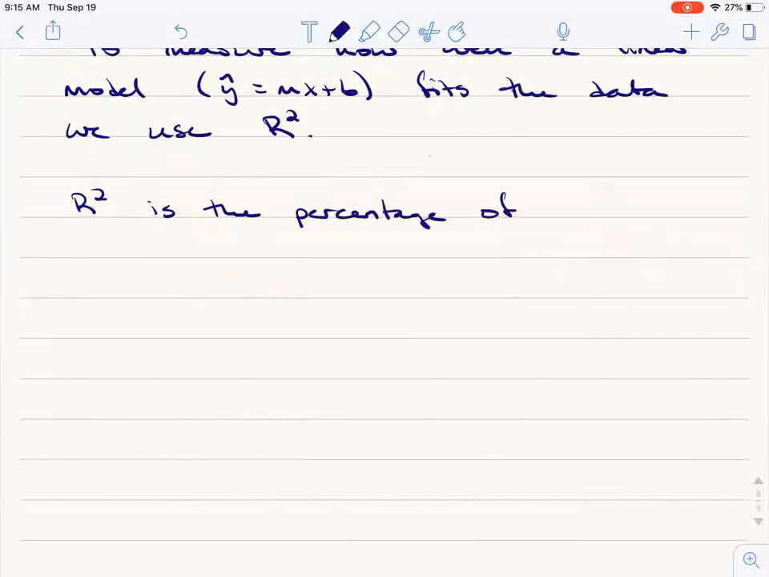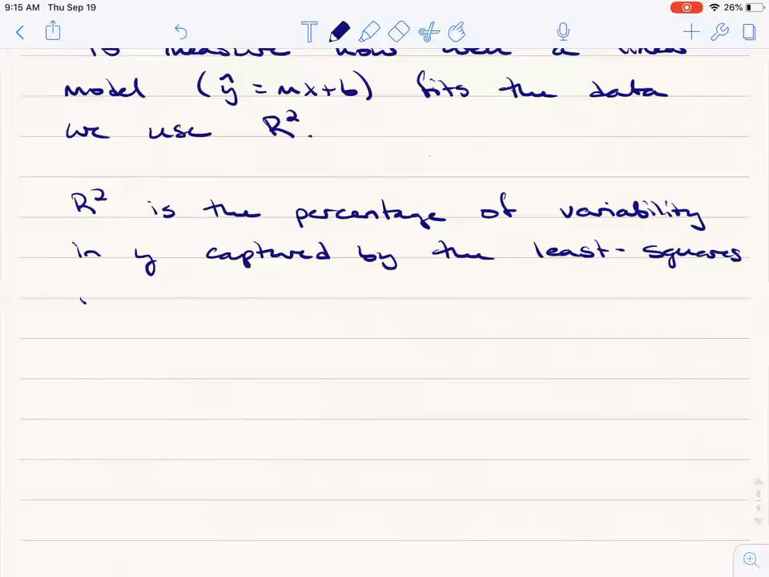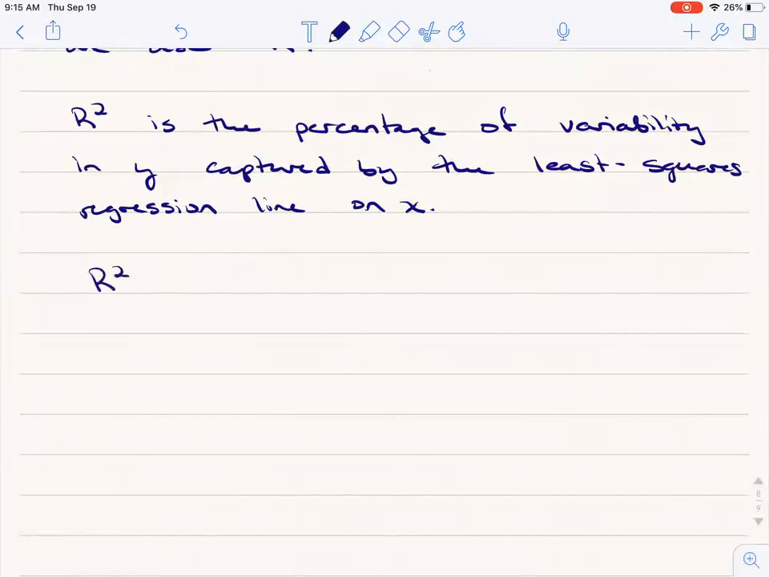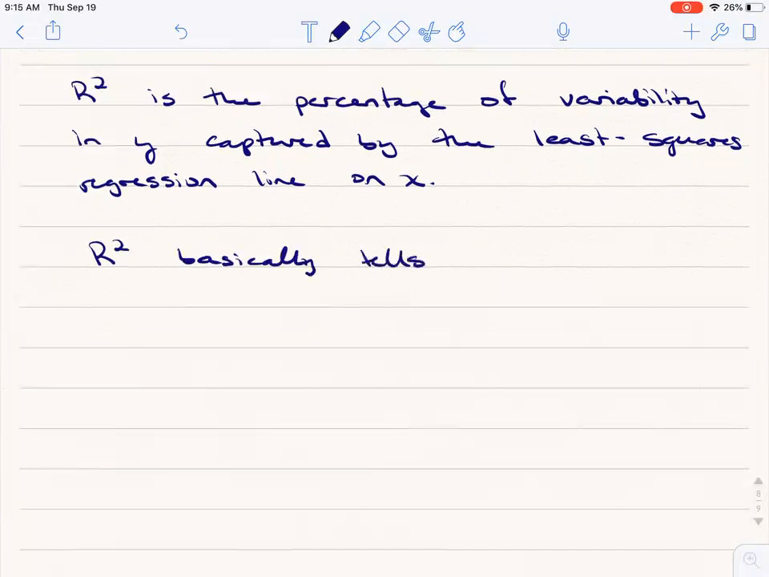of variability in y captured by the least squares regression line on x. It basically tells us how well our line fits.